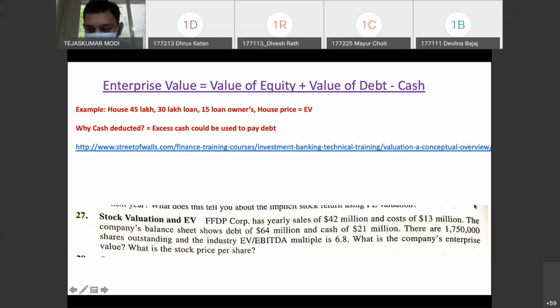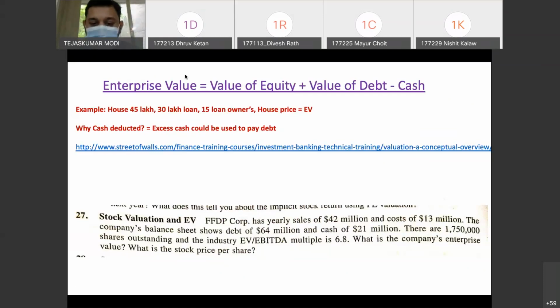Please, how do I solve this question? Anyone would like to help me? Stock valuation and EV. How do you solve this? Sir, first we have to identify the value of equity from the outstanding shares. Then we have to find the value of debt. Here EV means enterprise value, don't confuse it with equity value. Okay, so first we have to find the value of equity. The value of debt is directly given to us as 64 million, and the cash of 21 million. We have to reduce it, assuming that it can be used to pay off the debt.